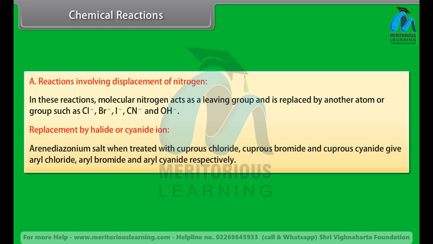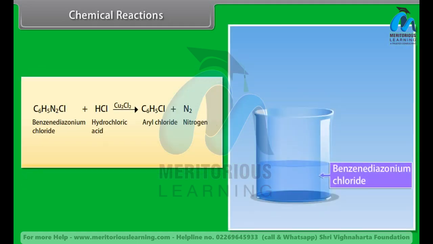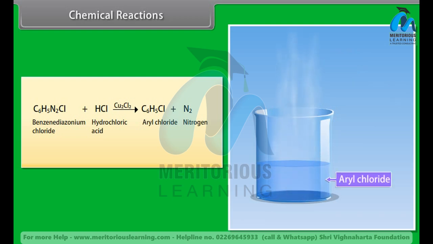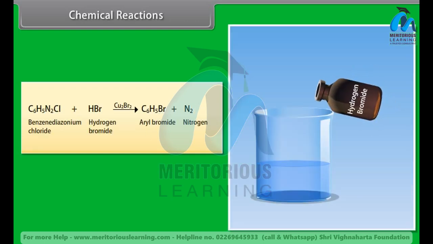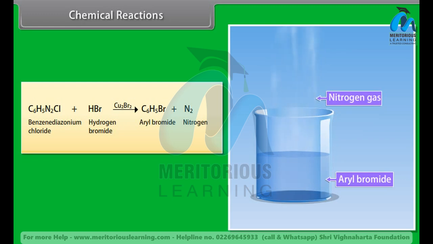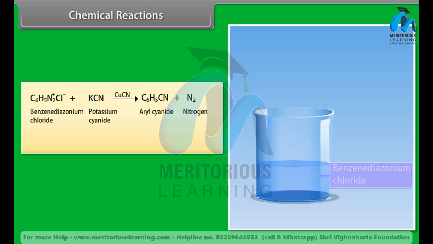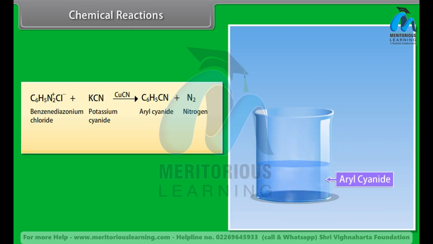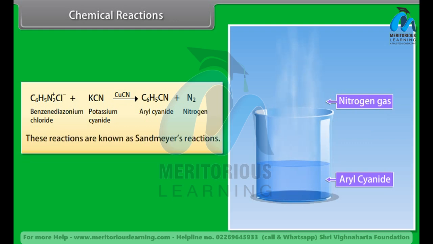Benzene diazonium chloride reacts with hydrochloric acid and cuprous chloride and yields aryl chloride and evolves nitrogen gas. Benzene diazonium chloride reacts with hydrogen bromide and cuprous bromide and yields aryl bromide and evolves nitrogen gas. Benzene diazonium chloride reacts with potassium cyanide and cuprous cyanide and yields aryl cyanide and evolves nitrogen gas. These reactions are known as Sandmeyer reactions.